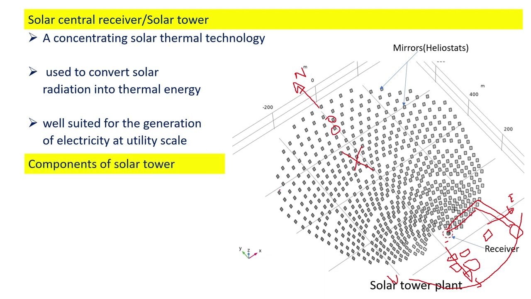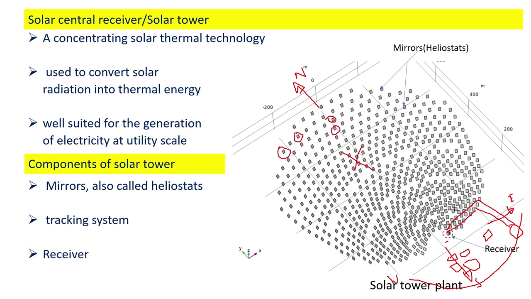If we see the components of the solar tower, as I discussed, there are mirrors, also called heliostats. All these mirrors are fitted with a tracking system. I'll discuss the purpose of the tracking system in the subsequent slides. Then there is a receiver here, and then there is a heat transfer medium.